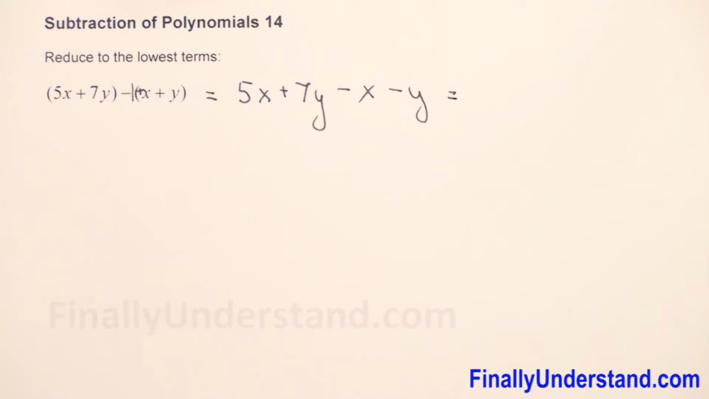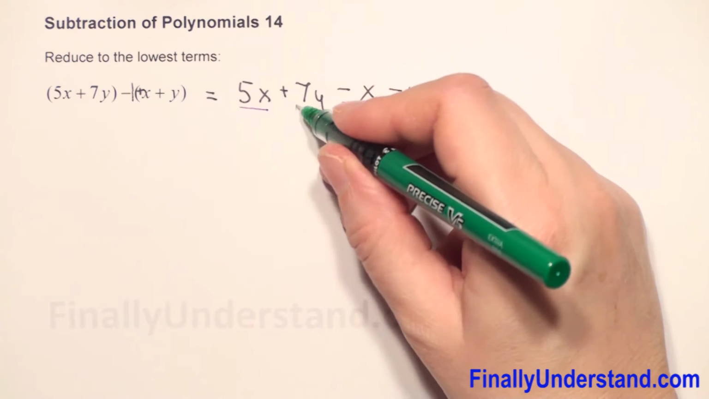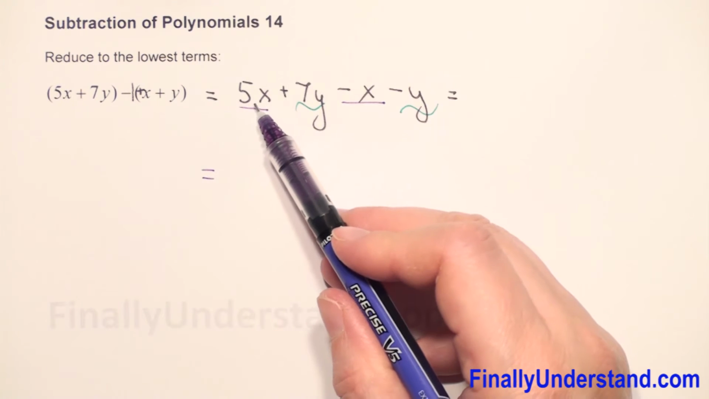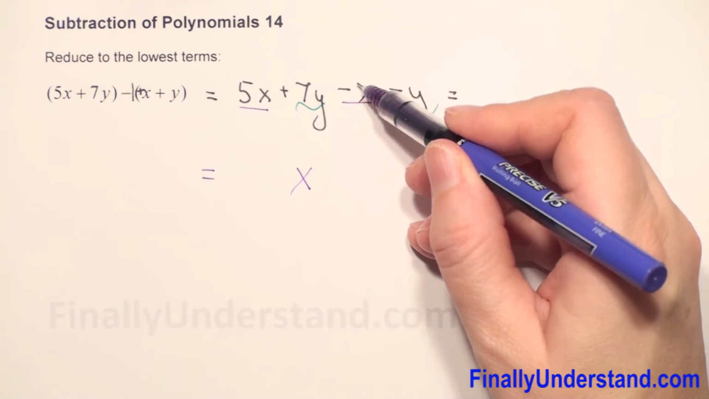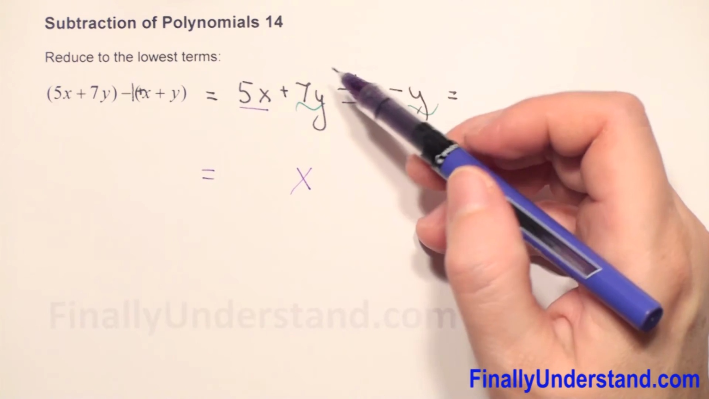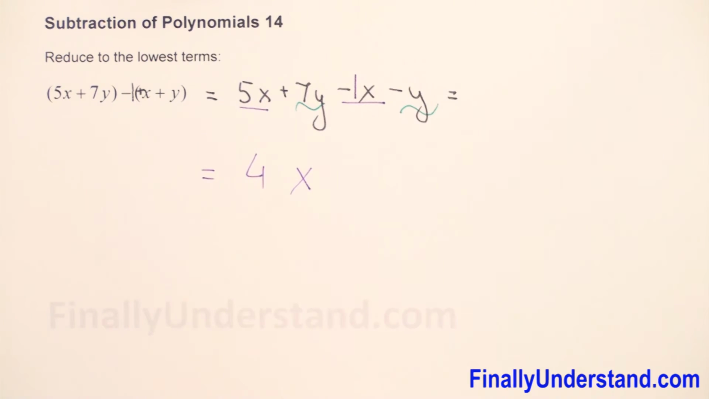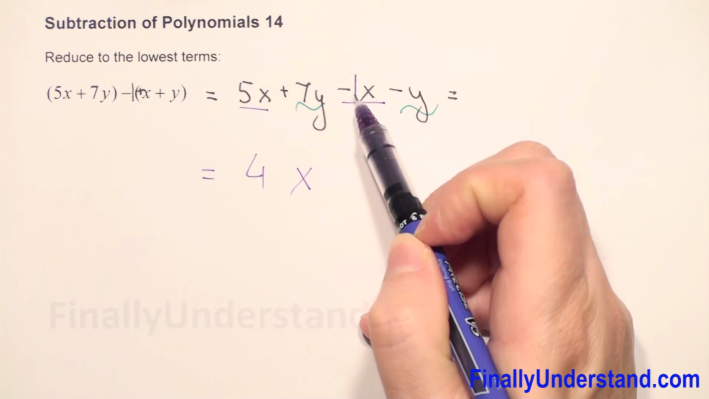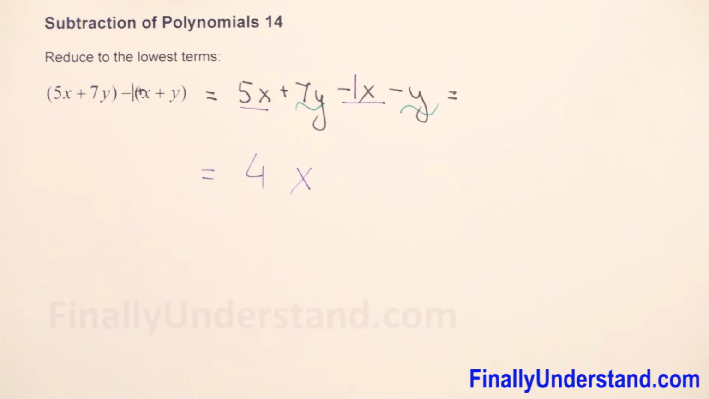Now we have to combine the like terms. We have 5x and negative x, and we have 7y and negative y. So we have to copy the variable. We have 5x minus x, so we copy the variable x, and when we don't have a coefficient, it's always an invisible 1. So now we have 5 minus 1. 5 minus 1 is 4. Positive 4, because 5 is greater than 1, so we keep the sign of the greater number, so this is positive 4. We don't have to write plus.